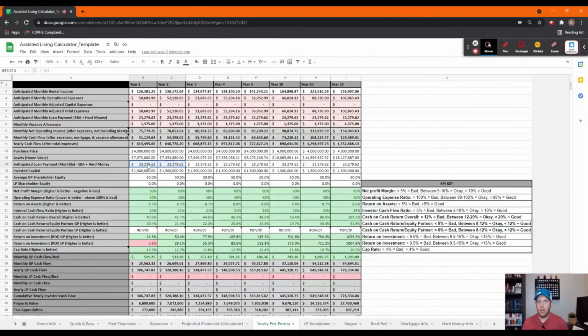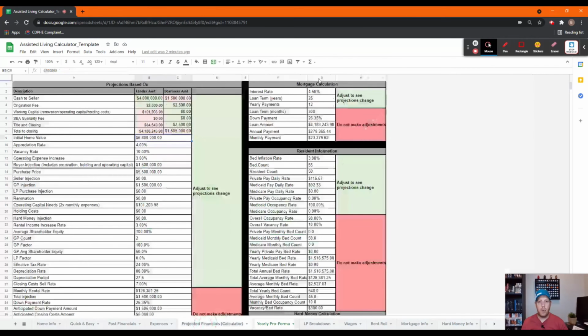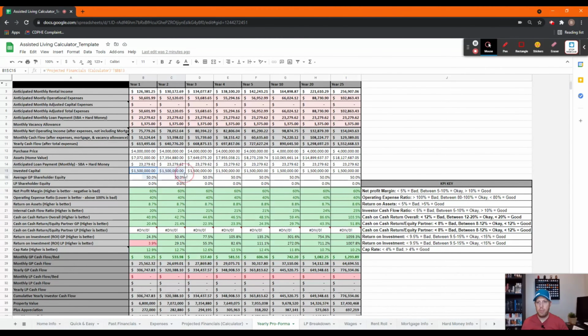This is, again, just your anticipated monthly loan payment, and it's just pulling from up here. But that's based off of the mortgage right here, this mortgage calculation, and then it also pulls in from back here on that mortgage. This is your invested capital, so this is the money that you're putting into the deal. Again, this is that GP, shareholder equity, or joint venture, however you want to look at it, but it's built off of that projected financials calculator tab. Same here with the limited partner shareholder equity, and those rates right there are going to help inform some of the returns that come down here.